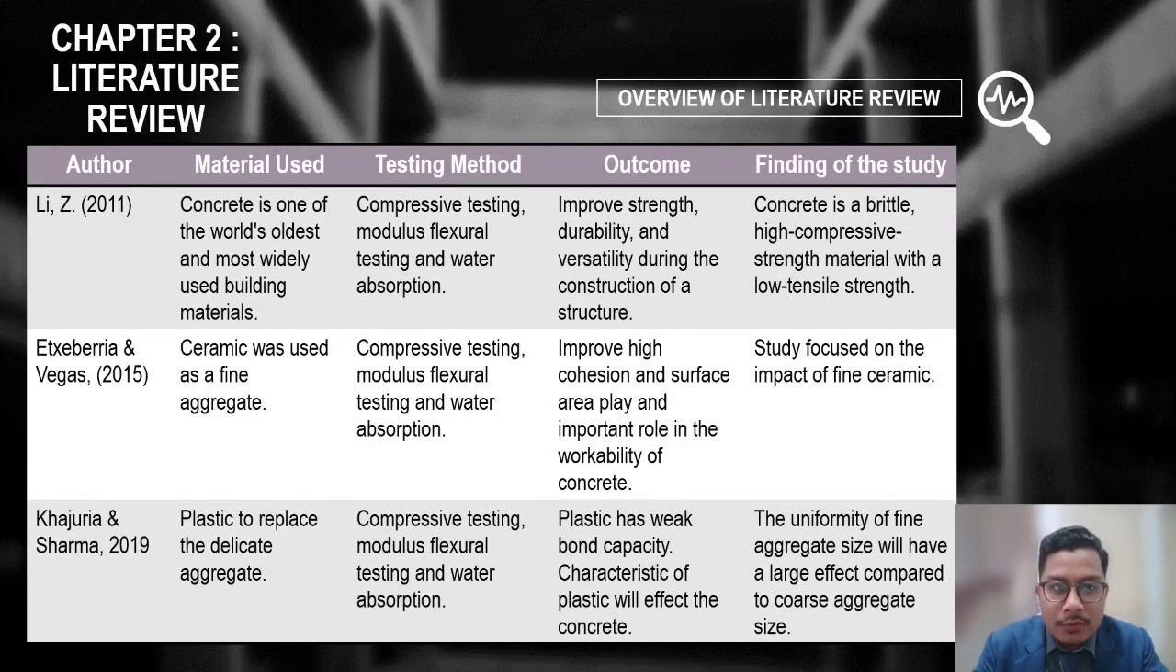In the last research by Khajuria and Sharma in 2019, they found that plastic was used to replace the fine or delicate aggregate. They used the same method as both previous researches in testing two products. The outcome of this research is that plastic has weak bond capacity. The characteristics of the plastic will affect the concrete. In conclusion, the uniformity of fine aggregate size has a large effect compared to the coarse aggregate size.